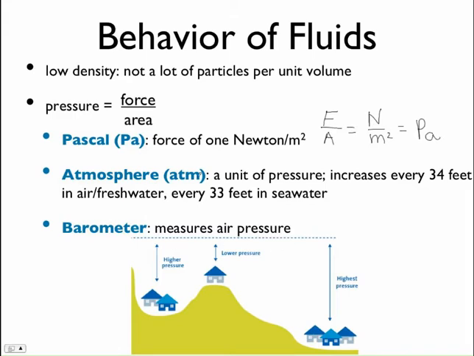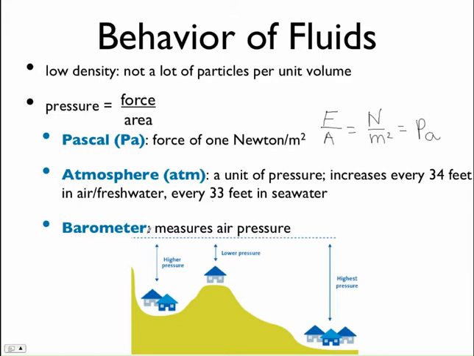Okay, and then we have the atmosphere. This is used really often. I used it a lot when I was scuba diving. We would calculate the atmospheric pressure at different depths. And this again is a unit of pressure. And it increases every 34 feet in air or fresh water. So if you go down 34 feet, you're at 1 atmosphere, and two sets of 34, which would be 68, you're at 2 atmospheres. And salt water is a little more dense because it's got all those ions and stuff in it. And so it's every 33 feet for salt water.